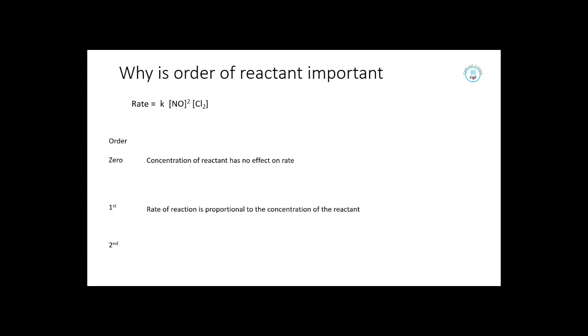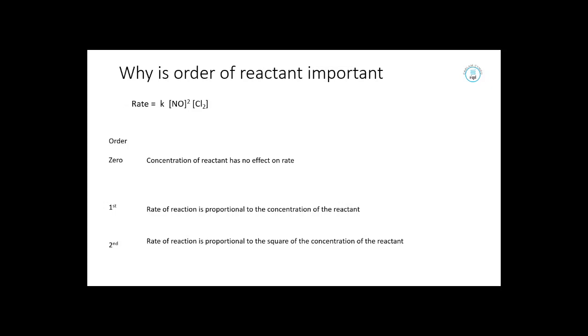First order, rate's proportional to the concentration of the reactant. And what that means is that if you double the amount of that reactant, your rate's also going to double. And that's going to be really important for us in a moment. And likewise with second order, what we say here is rate of reaction is proportional to the square of the concentration of the reactant. Well, that means that if you double the concentration of these second order reactants, the rate will be 2 to the power of 2 times faster, i.e.